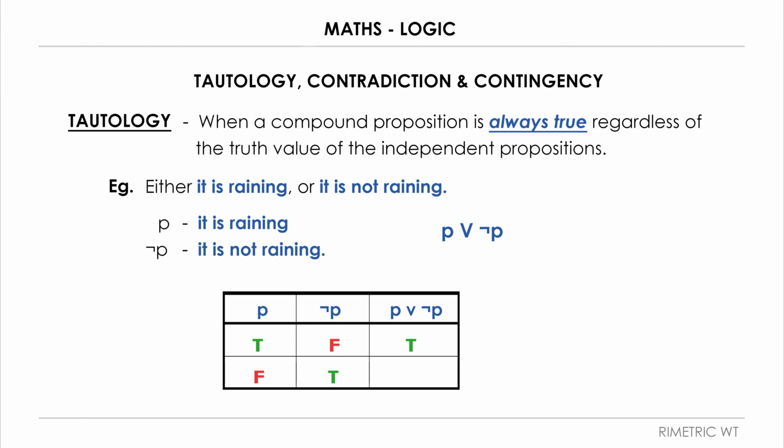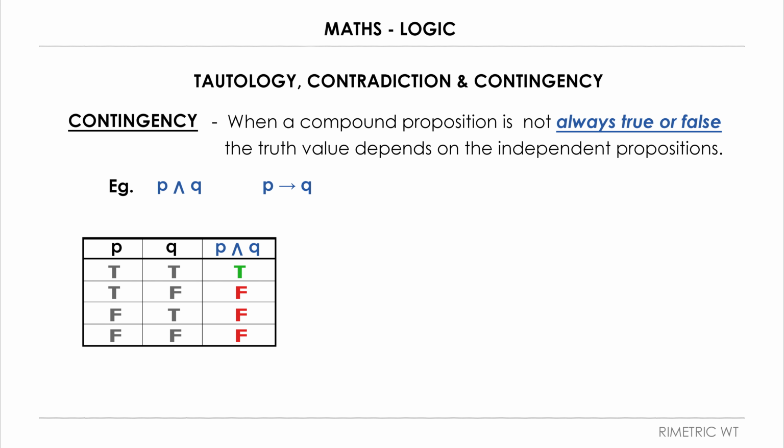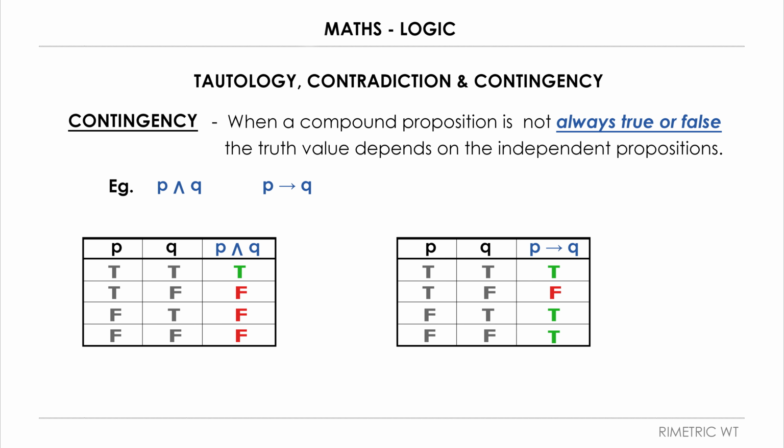Finally, we have the contingency. This is just a plain vanilla compound proposition where the truth value depends on the situation. For example, think about P and Q, or the implication P implies Q. If we look at the truth table for P and Q, it's true when both are true, but false in every other row. Because the final column has a mix of true and false values, we call these types of propositions contingencies. The same goes for the P implies Q proposition. It's not guaranteed to be anything. It just depends on the inputs.